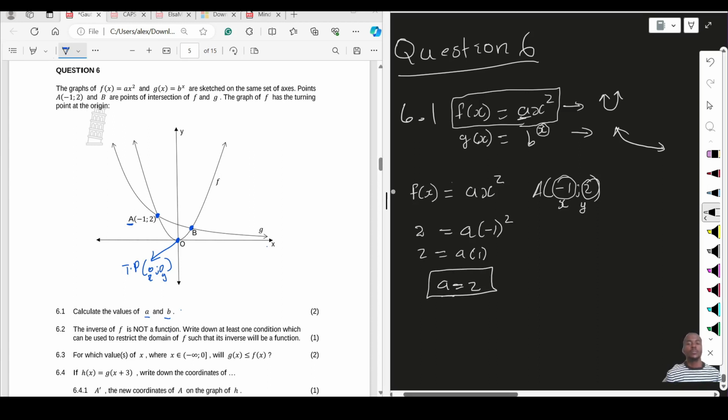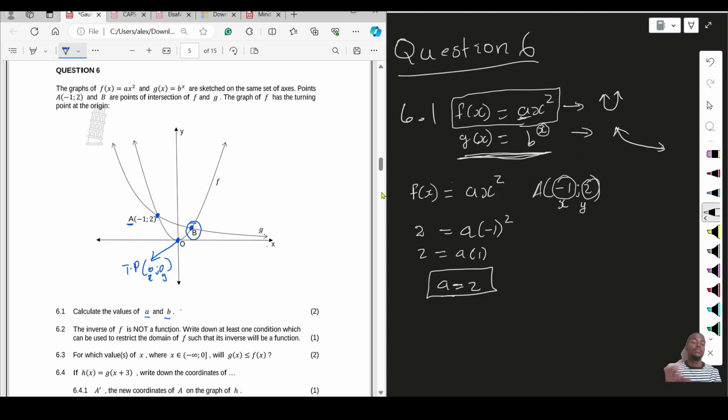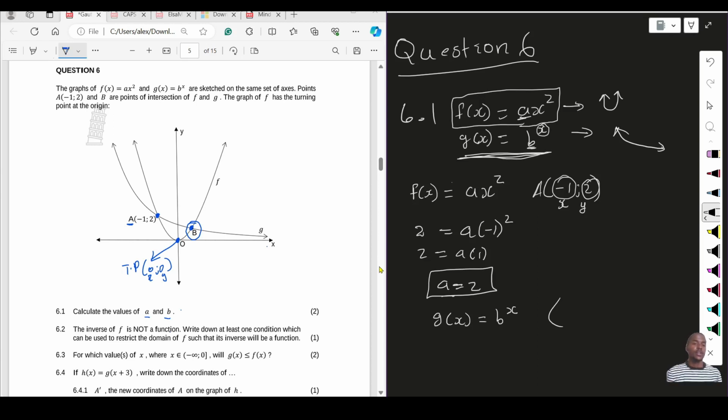Then let's try to find b. For b, now we use this one, the small letter b, not the big letter B. This is the big letter, so we're not trying to find that. We are trying to find this b. So we're going to say g of x is equal to b to the power of x. Then you ask yourself, what point is it touching on that graph? It's still A. So we're going to use the point A where -1, 2.